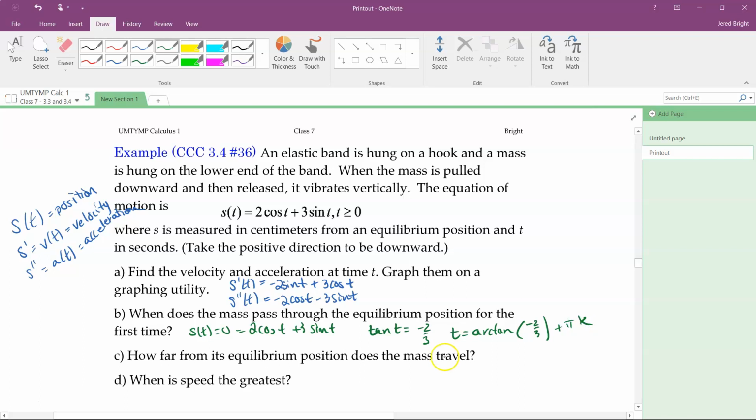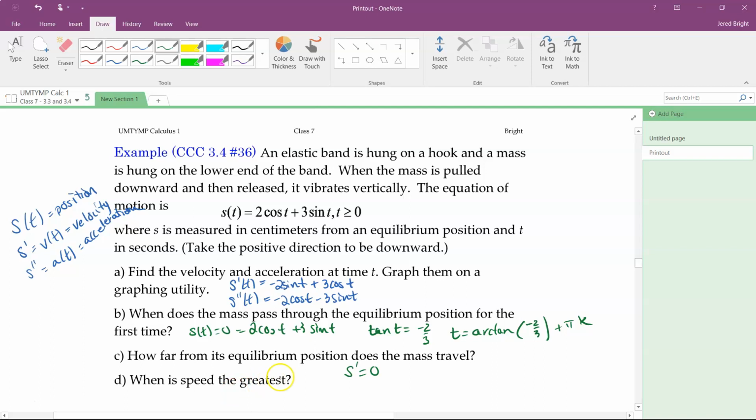How far from equilibrium does it travel? For that, you're effectively wanting to find the maximums or the minimums of the function. If you look at the derivative and set that equal to 0, that's going to give you the times that correspond to those maximum and minimum values for s, and then you can substitute those values in to find your maximum displacement.